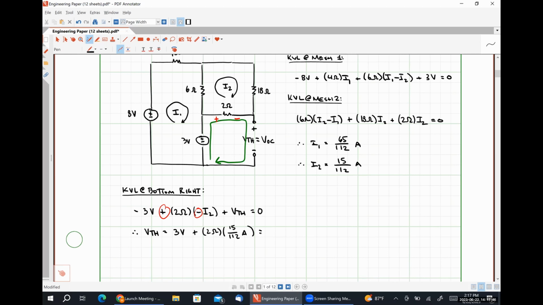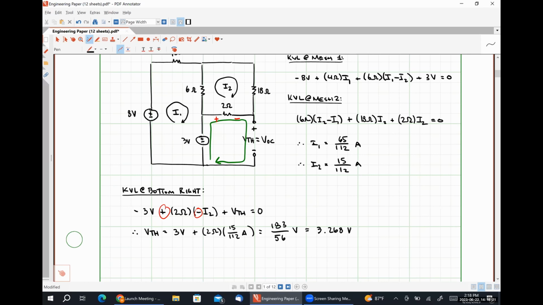And I'm just going to throw that into my calculator really quickly. So 3 plus 2 times what I have stored in my calculator as Y. I wind up getting 183 over 56 volts, or in decimal form, 3.268 volts. So that's what I got for the Thevenin voltage, okay?